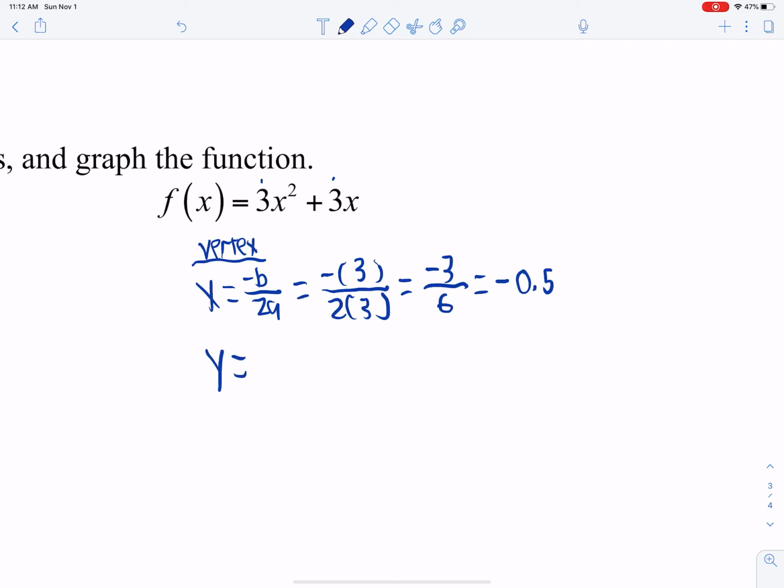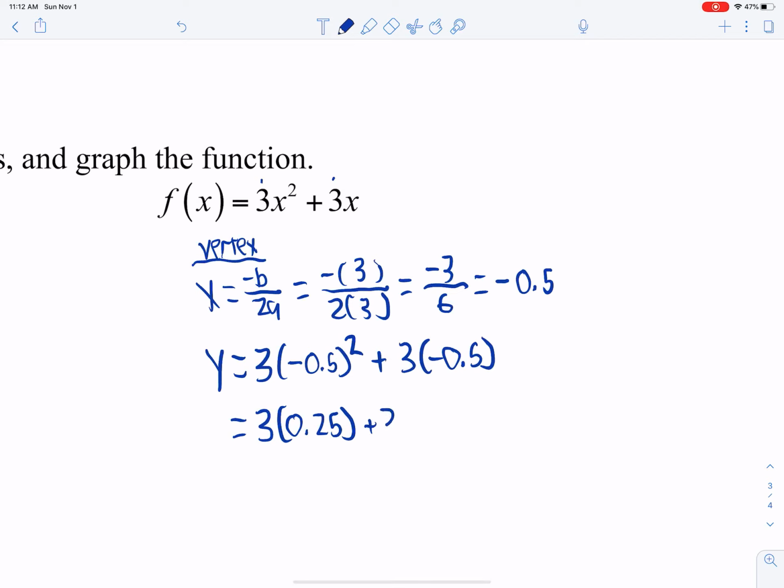To get the y value of the vertex, I'm going to plug that back into the original function. So instead of 3 times x squared, I have 3 times negative 0.5 squared. Instead of 3 times x, I have 3 times negative 0.5. Remember, you square before multiplying. So negative 0.5 squared, that's the first thing we do here. It'd be positive 0.25.